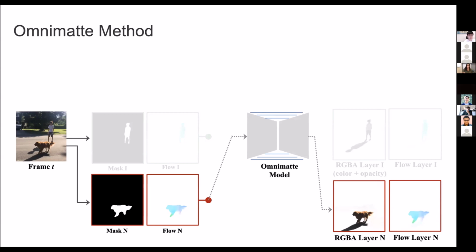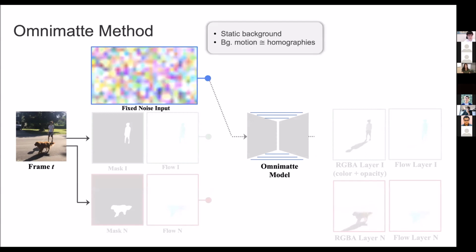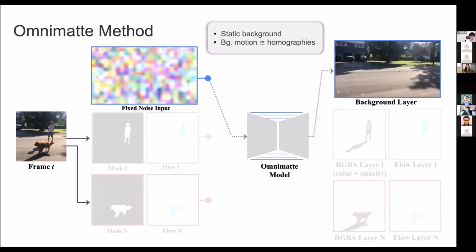The optical flow layer here is just an auxiliary task that allows us to inject motion information into the model. For the background, we also have a separate background layer, and we assume that the background is static, and the motion of the background can be well approximated using homographies. So that means we can register all the frames into a common coordinate system. And in practice, we just have a single background layer for the entire video. The input is just a fixed noise image, as you can see here. And the output is the unwrapped background canvas for the full video. So in order to get the background layer for a specific frame, we just need to sample this background layer using the pre-computed homographies.